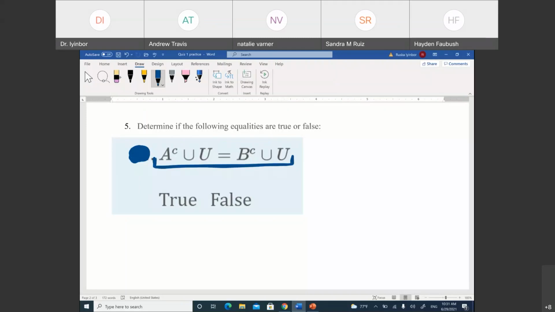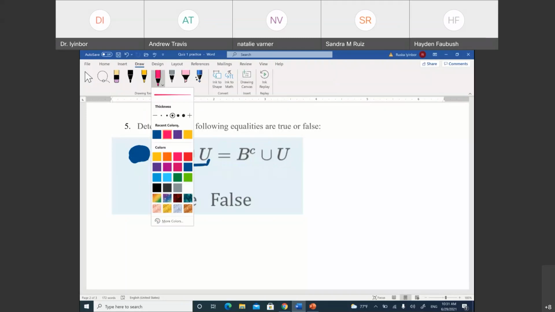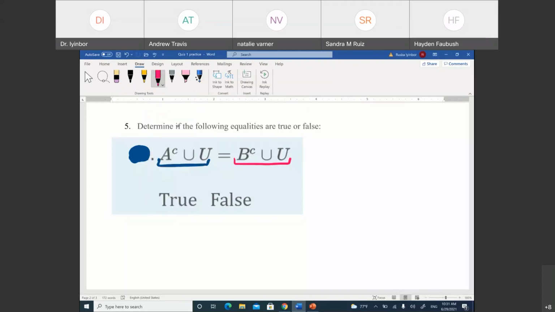How do you check it? You're going to do the Venn diagram for the left side, let's say the blue side, and also the Venn diagram for the red side. If they have the same shaded area, then it's true. If they're not the same, it's going to be false. So let's check that out.